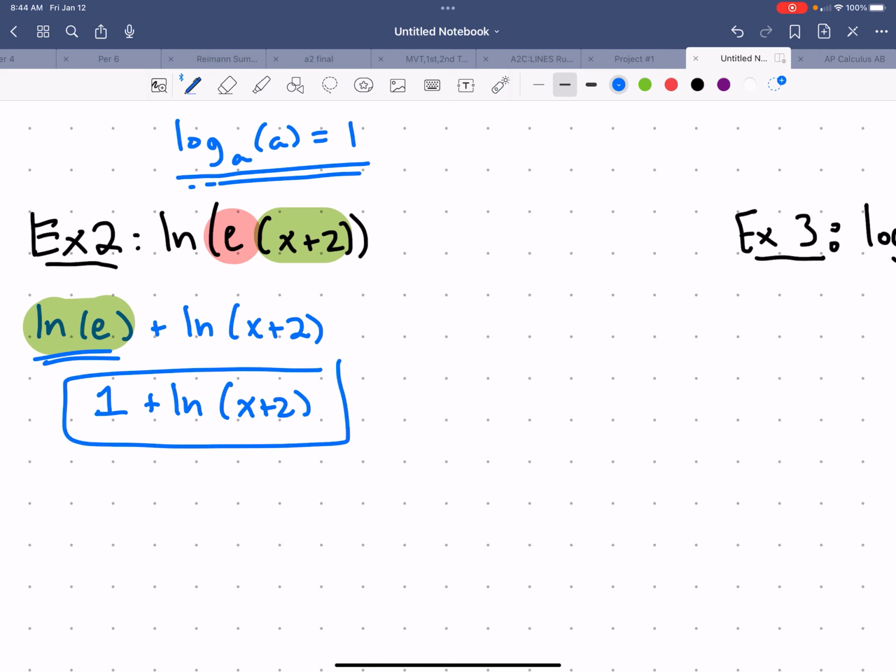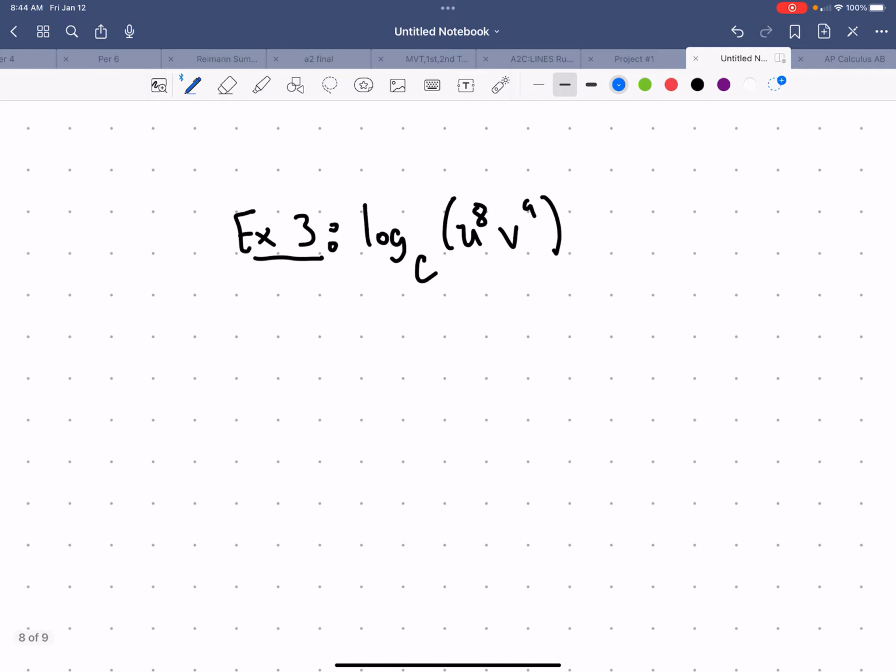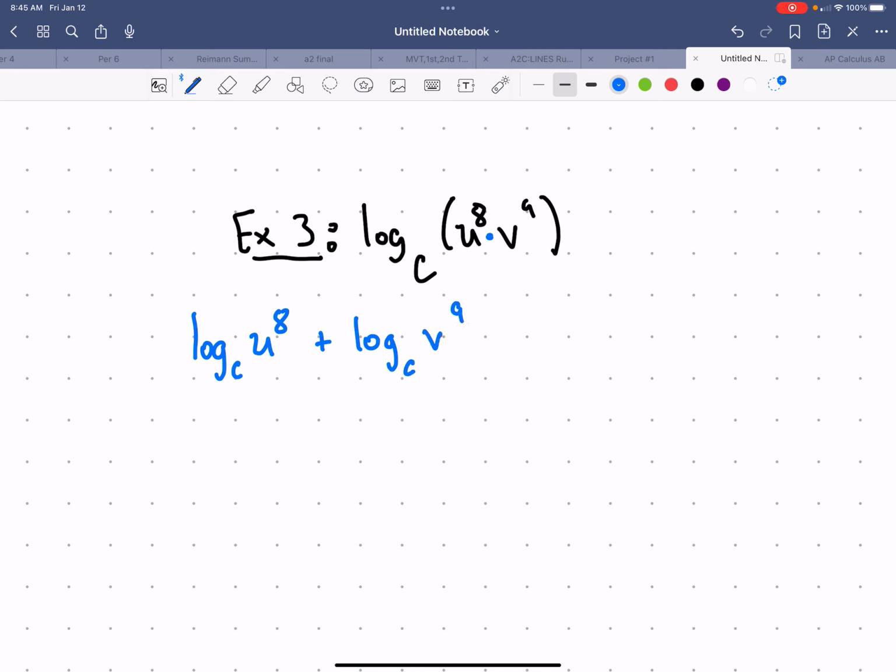Yeah, it's really simple. All right, now we have this one. Notice how we have log base c of u to the 8, v to the 9. Whenever two letters are together, that's multiplication. So just like in the previous problem, we're going to break this apart, all right? So I'm going to rewrite this as log base c of u to the power of 8 plus log base c of v to the power of 9.